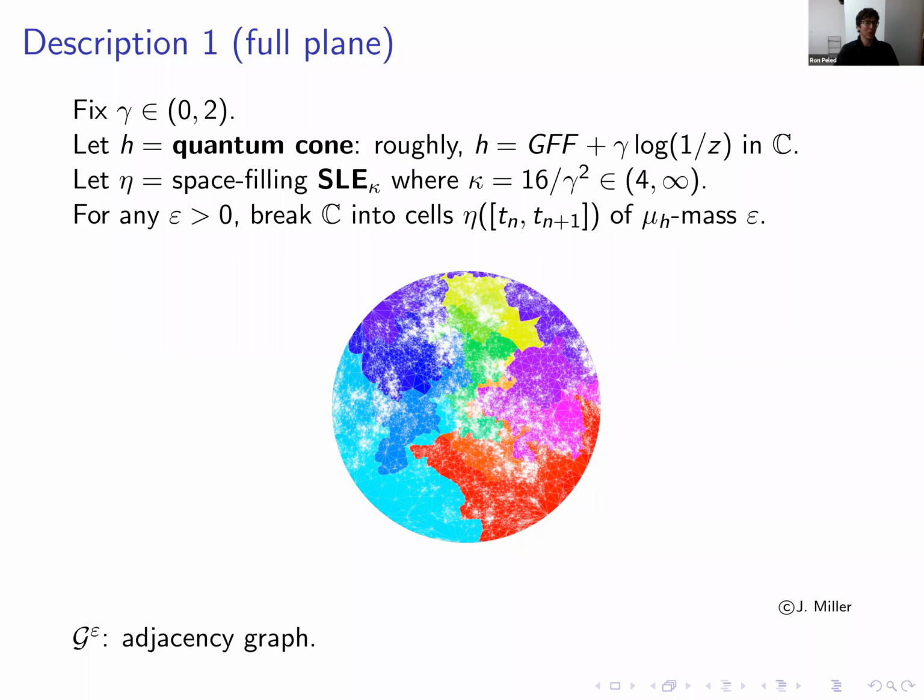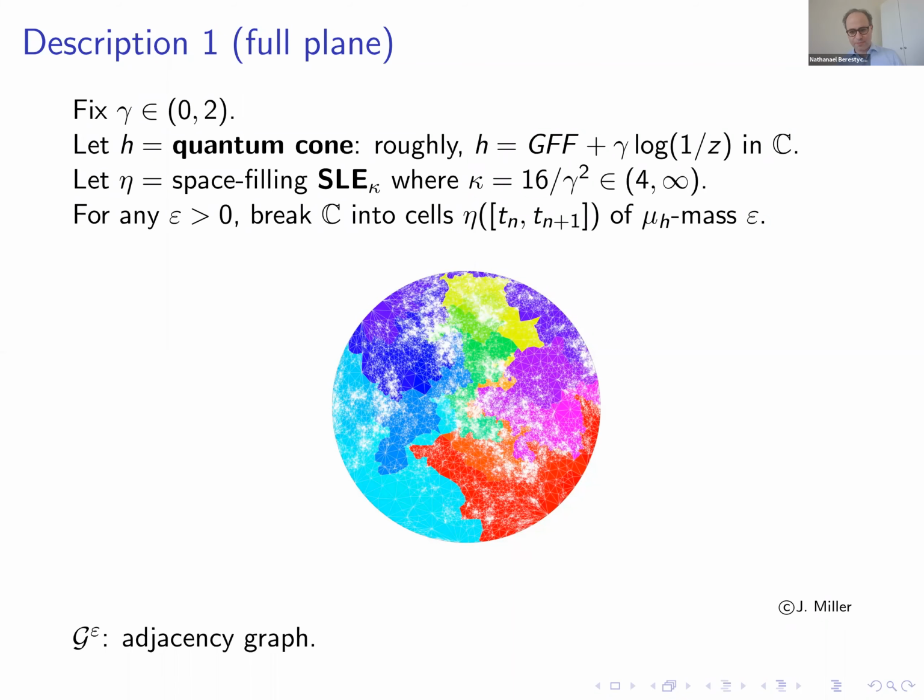So just to be clear, is the quantum cone and the space-filling SLE kappa independent? Yes, they are independent. Thank you. Okay, so they're independent from one another. Sorry if I didn't say that earlier. And we are breaking up the plane into regions, all of which have a mass of size epsilon. These regions have a complicated geometry. They have a fractal-like boundary because they are sort of SLE-like curves on the boundary. But nevertheless, because the space-filling SLE has completely split up the plane into regions, each of which has mass epsilon by definition. Is that clear?